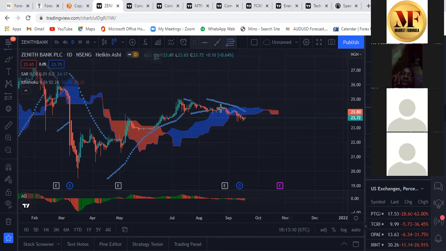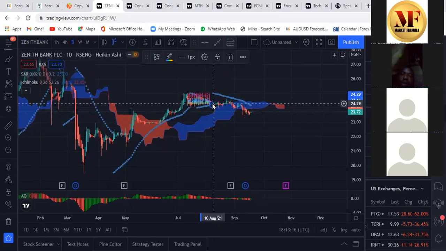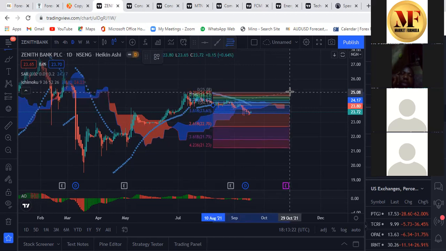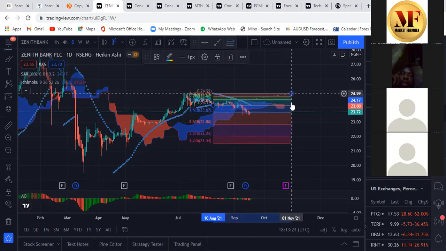So how far does it go? Let me use the Fibonacci to see how far I expect it to fall before entering. Okay. Currently it is at 1.618 retracement, which is at 23 naira 67 kobo.